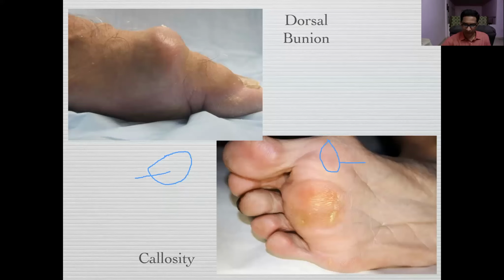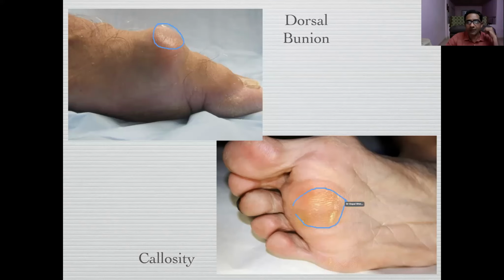That's a dorsal bunion. That's a dorsal bunion that is typically associated with hallux rigidus. Hallux rigidus means that the toe has become stiff. It's a manifestation of osteoarthritis of the first MTP joint, and this is where you get the swelling. You get the swelling dorsally, vis-a-vis a medial swelling in a hallux valgus.